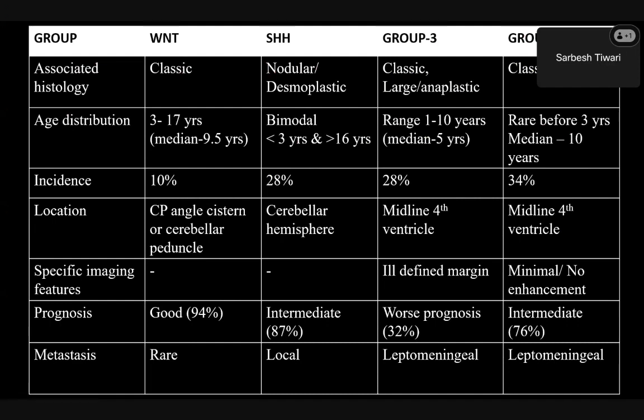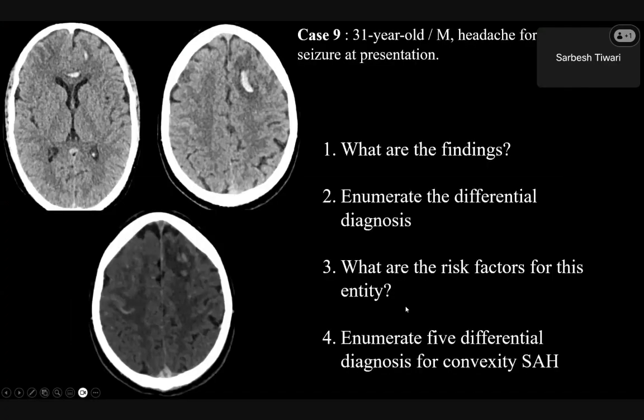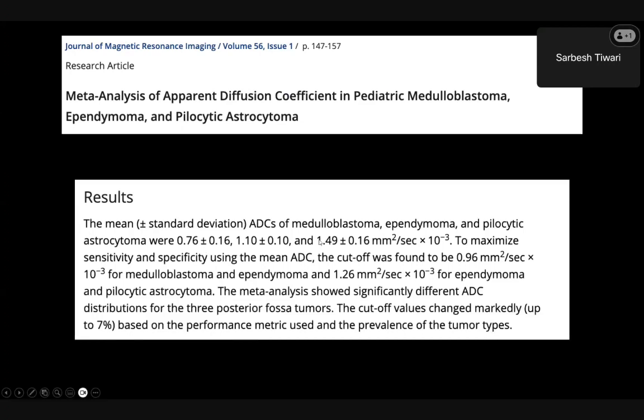These 3 are the most common differentials in posterior fossa tumor. Just to remember, the most significantly restricting one will be medulloblastoma, where the ADC values are around 0.76 plus minus 0.16. Intermediate, around 1, is your ependymoma, and around 1.4 to 1.6 is your pilocytic astrocytoma. So pilocytic astrocytoma, usually they don't test it.